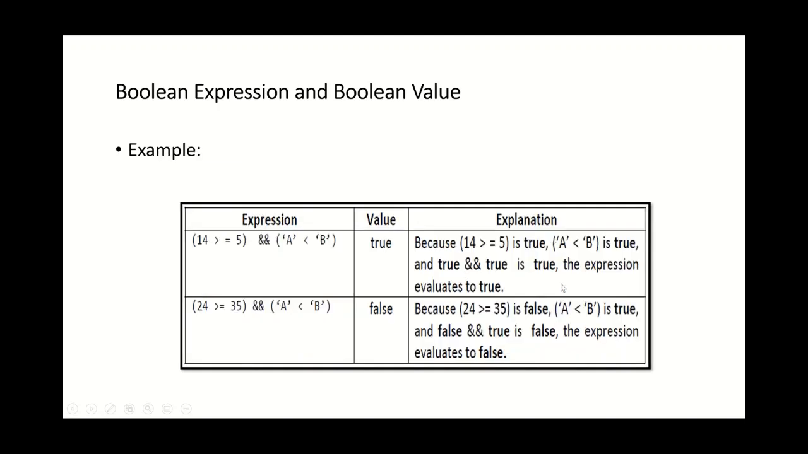So this is an example. 14 is larger or equal to 5 and A is less than B. The value is true. Why true? Because both expressions are true. When both expressions are true, your value will be true.